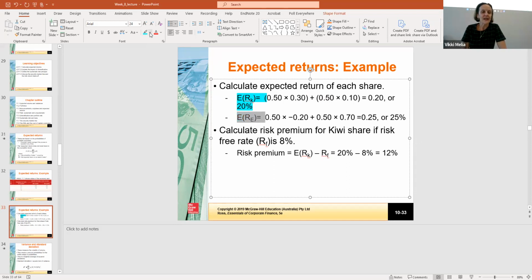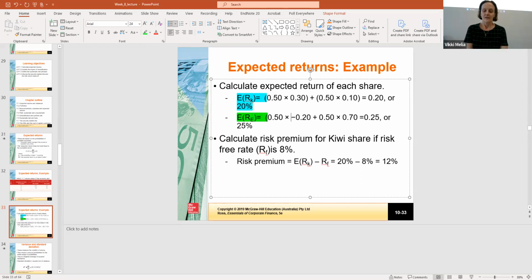We repeat the calculations for the other asset, which was EMU. There's a 50% probability that the economy will be in recession. And in recession, EMU has a return of minus 20%. And there's a 50% probability that the economy will be in boom. And in boom, EMU has a return of 70% expected. So we multiply those, add them together. The expected return from EMU is 25%.